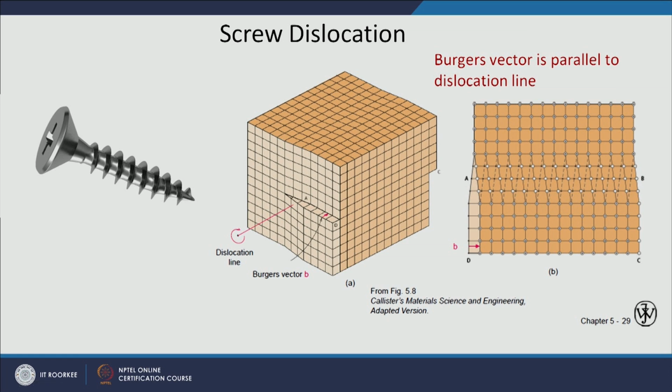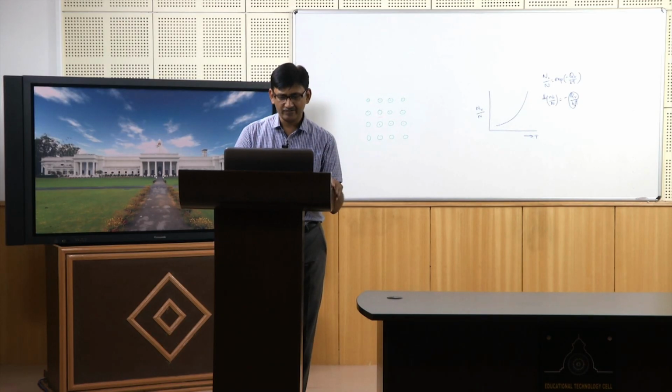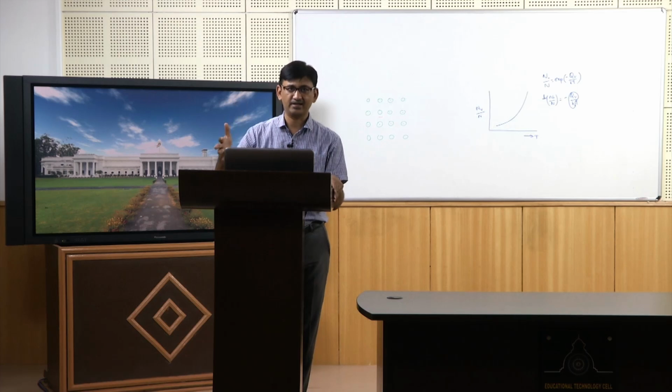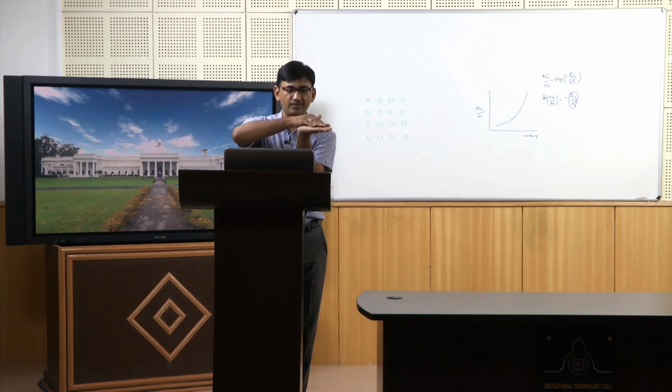So, one is edge dislocation, another is screw dislocation. Okay. You do not have to worry too much about this classification. The only thing we have to understand here is that dislocations are there in the material, and they help in the deformation process by slipping two atomic planes in steps rather than in one step.